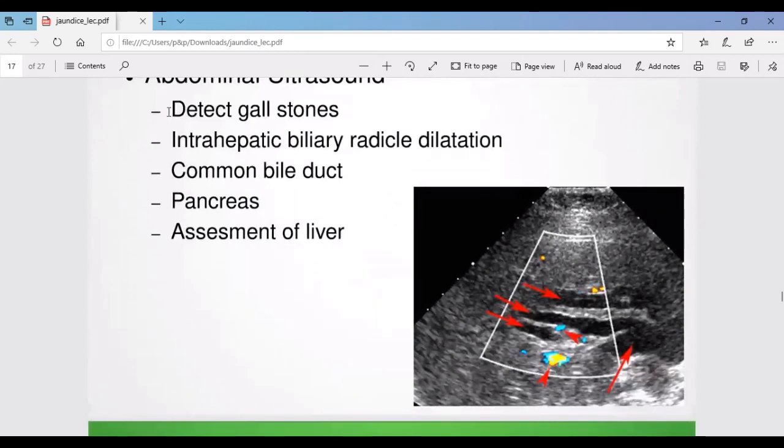Second item in ultrasound after gallstones is intrahepatic biliary radical dilatation and assessment of common bile ducts. In this picture, we see this is the portal vein. Usually in adults, the portal vein is about 8 millimeters in diameter, and the common bile duct is usually 3 millimeters in diameter. But in this picture, we see that the diameter of the common bile duct and the portal vein are almost equal. This means that the common bile duct is dilated, and it is dilated because of an obstruction. So this means an extrahepatic biliary obstruction.